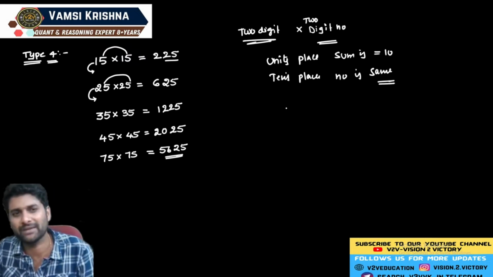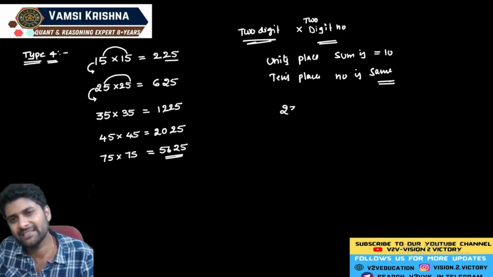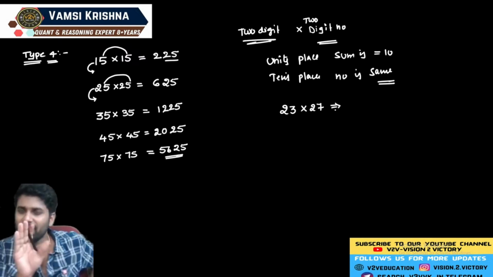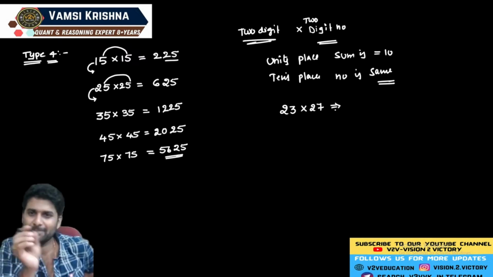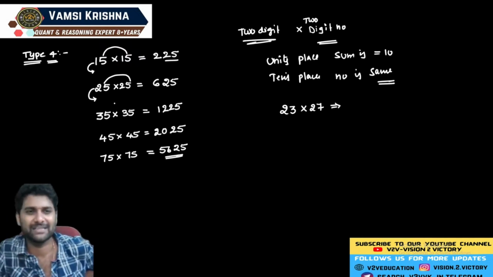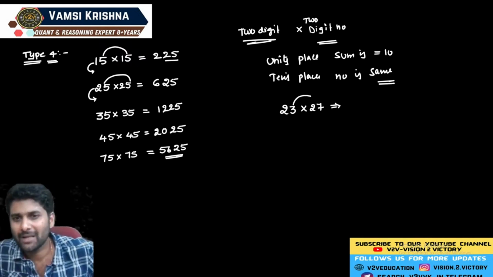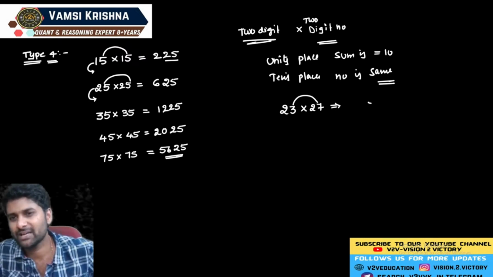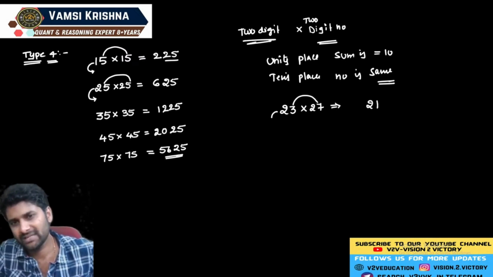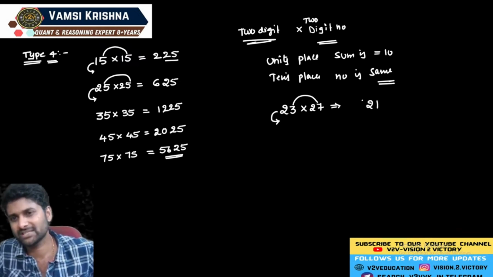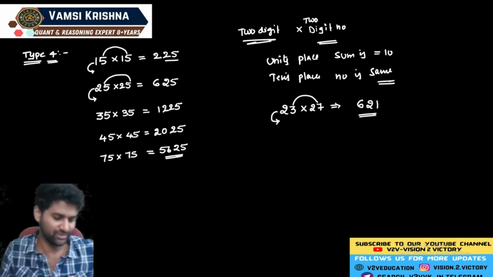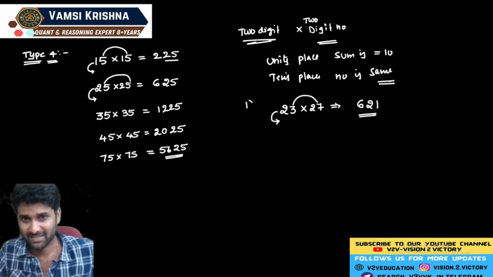I want to tell you this point again. See, if 23 is multiplied by 27. Now check this model, guys. If both the numbers' units place sum is 10 and tens place is same, now what is the calculation? Multiply these two numbers. 7 3s are 21. And what about the next number of 2? 2 3s are 6. You will get the value is 621. So this is one of the calculations.